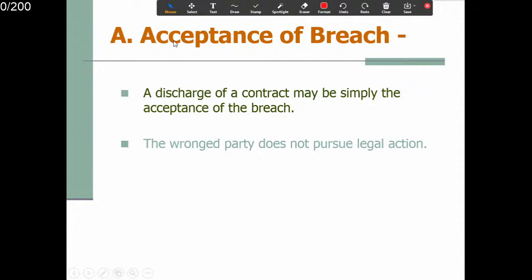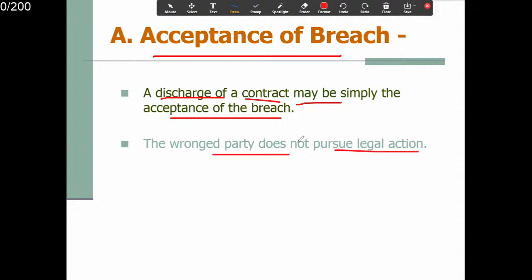Okay, acceptance of a breach. Now they go into a little bit details. 怎么去接受呢？A discharge of a contract may be simply acceptance of a breach. 你犯规了，好，我们停了，不做了。The wrong party does not pursue legal action. 他就不告你了，就算了，取消 contract. So I'm not going to sue you, just cancel the contract. We'll find someone else.